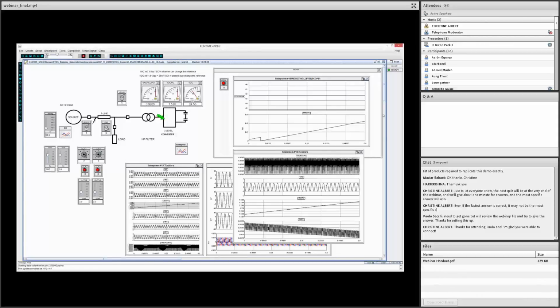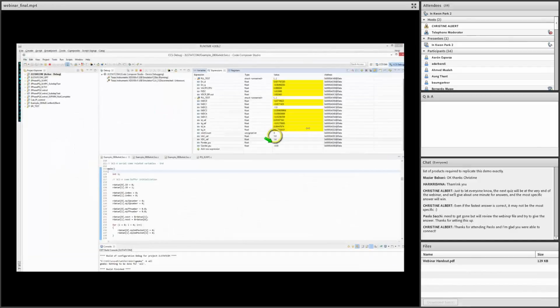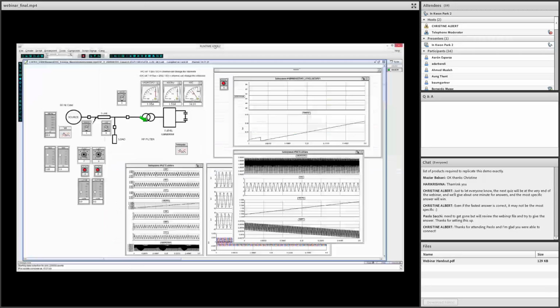Then once again, we try to change the AC voltage reference from 1.0 pu to 1.05 pu. Then, as you can notice from this meter, the AC voltage reading is very close to the new reference, which is 1.05 pu.